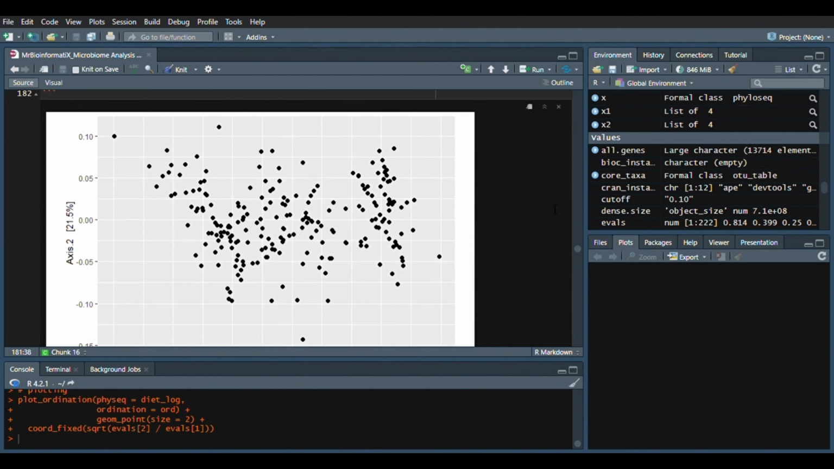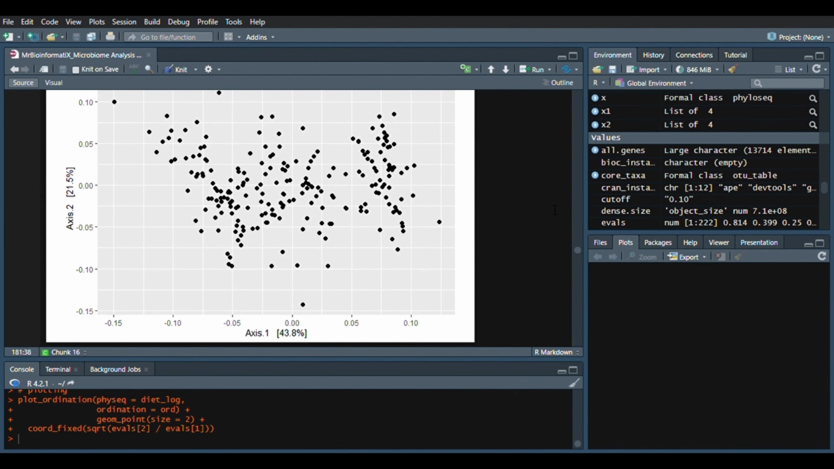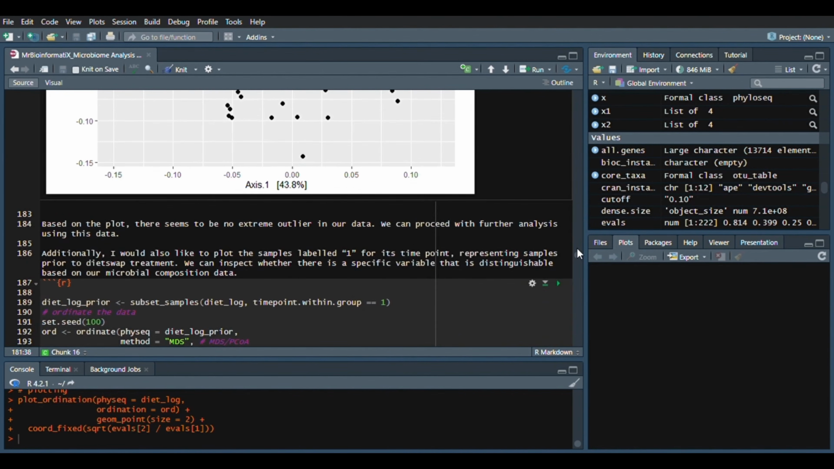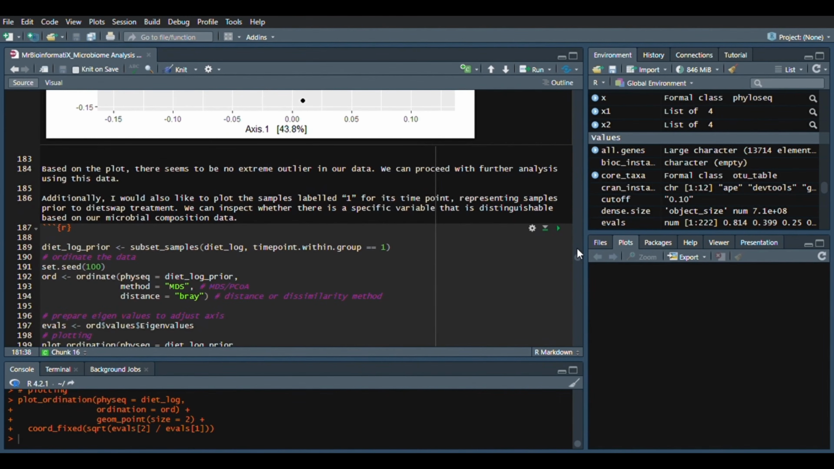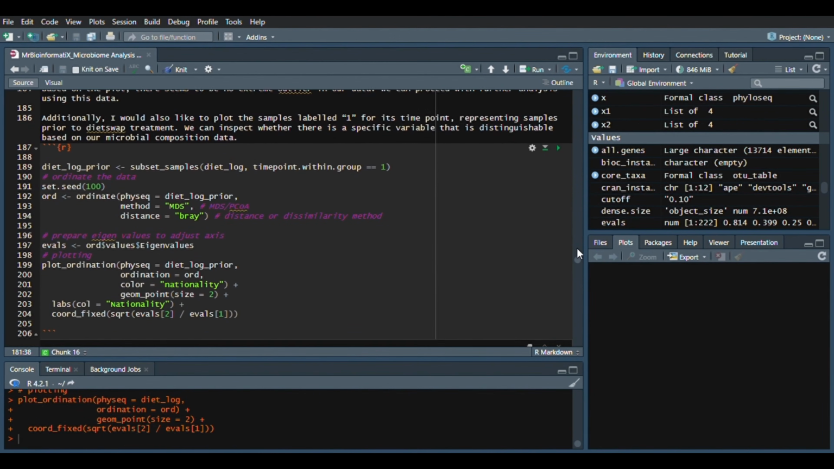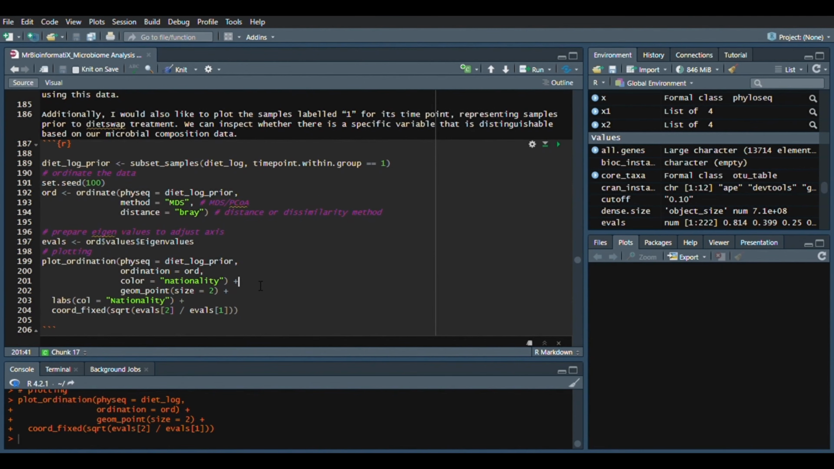And here we have it. As you can see, we have axis 1 and axis 2. There seem to be no extreme outliers in our data. We can proceed with further analysis using this data. We can color our dots for better visualization. So, we add here color based on the nationality. Let's run our code.